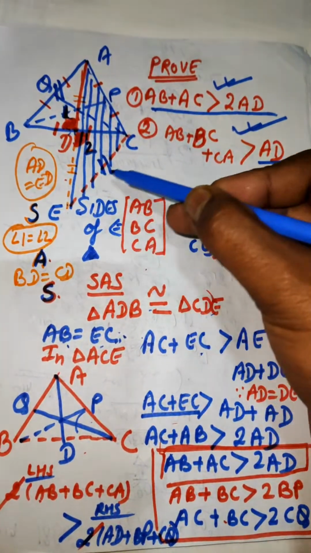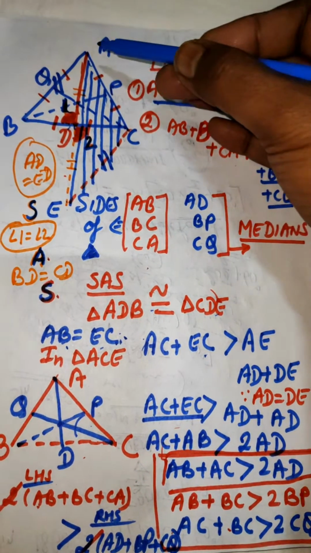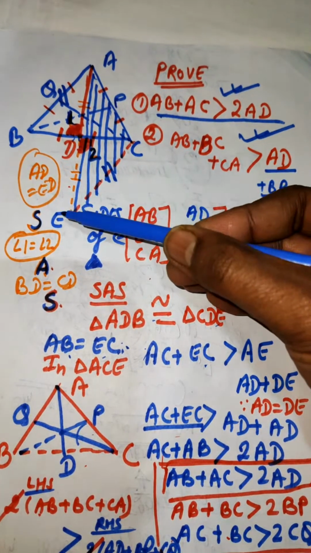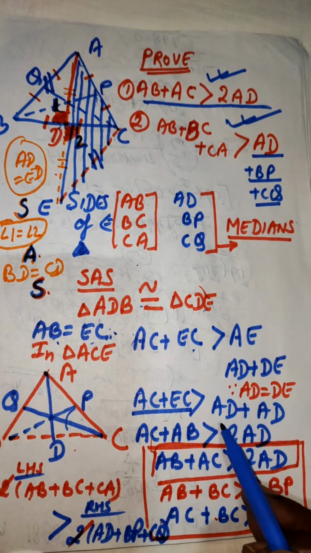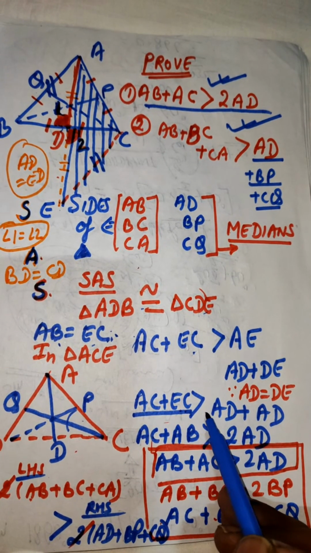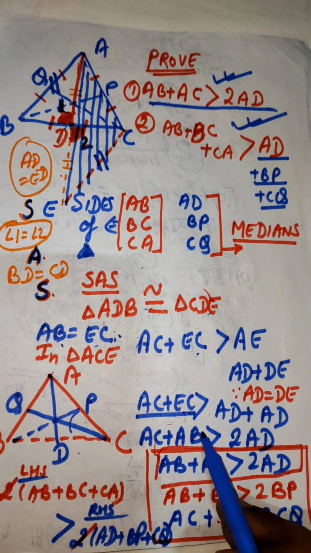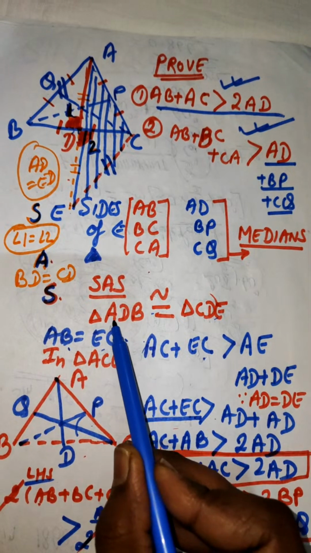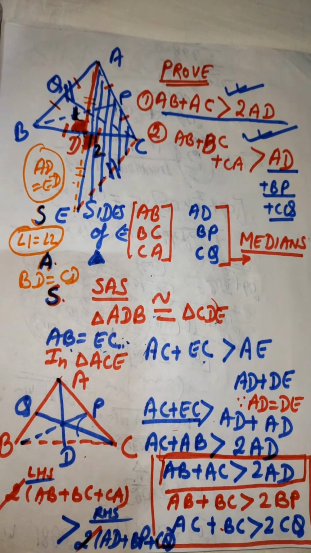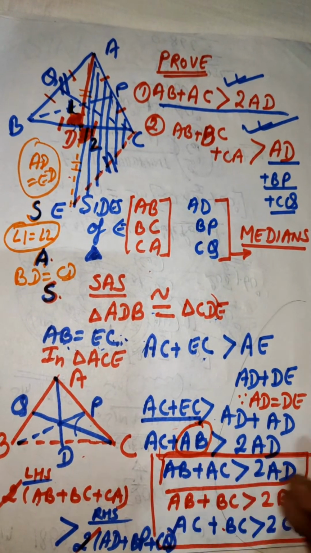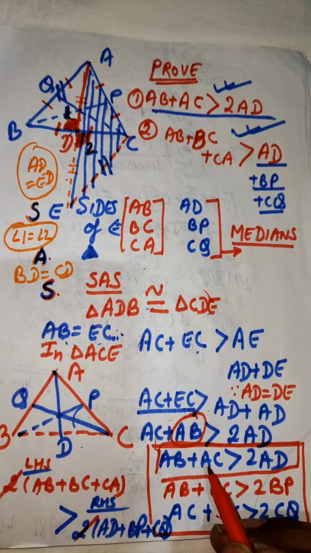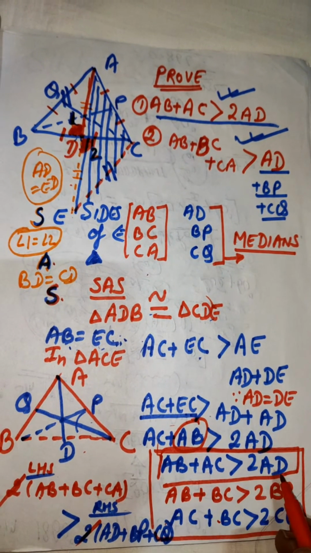So AC plus EC is greater than AE, and we know that AE is AD plus DE, because we did this construction, extending AD to E. Since AD equals DE, on the RHS we can write AD plus AD. So AC plus EC is greater than 2 times AD. But EC is equal to AB, which we proved by congruency and CPCT, so in place of EC we have placed AB here. Changing the sequence, AC plus AB and AB plus AC are the same thing. So AB plus AC is greater than 2 times the median.